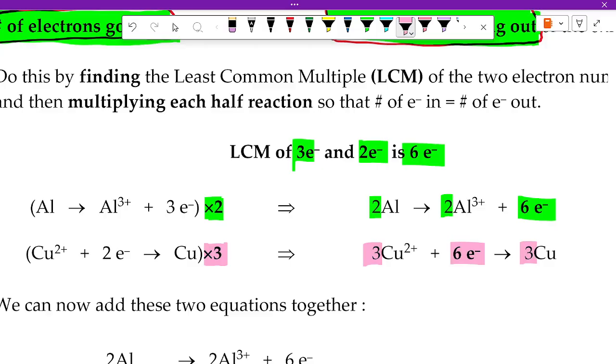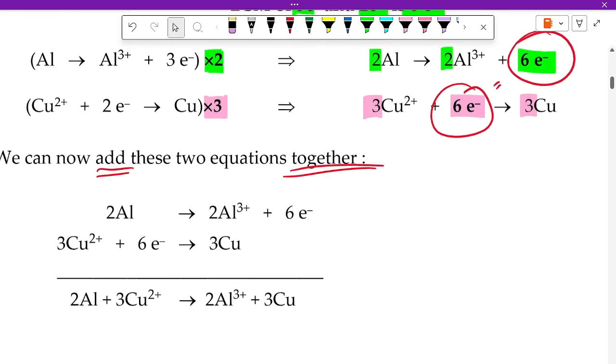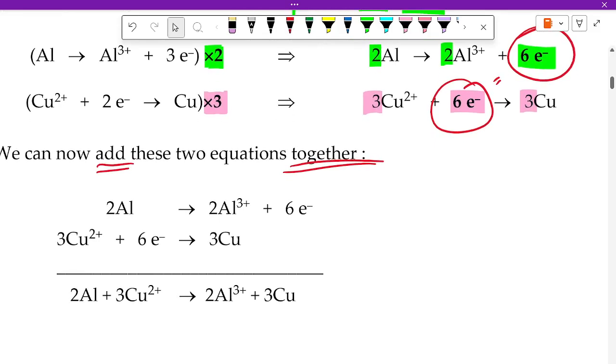Once we have the electrons in matching the electrons out, those two are equal, then we can add them back together. And so we just put one right over top of the other. We make our arrows line up so that everything on the left side of the arrow ends up on the left side of the arrow, and it's easy to see. So we line up the arrows. You don't have to, but it makes it easier.